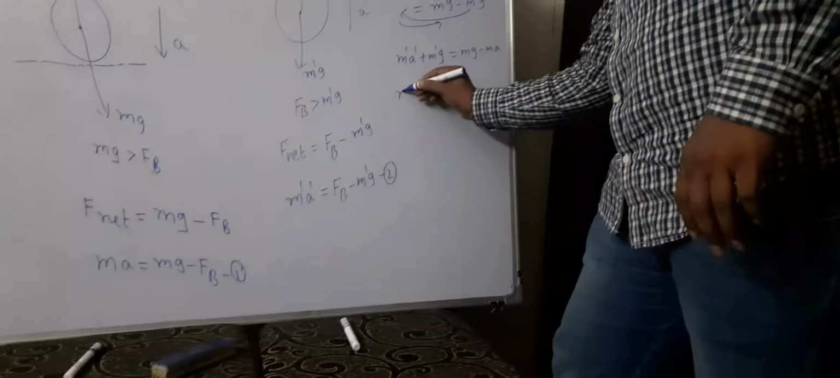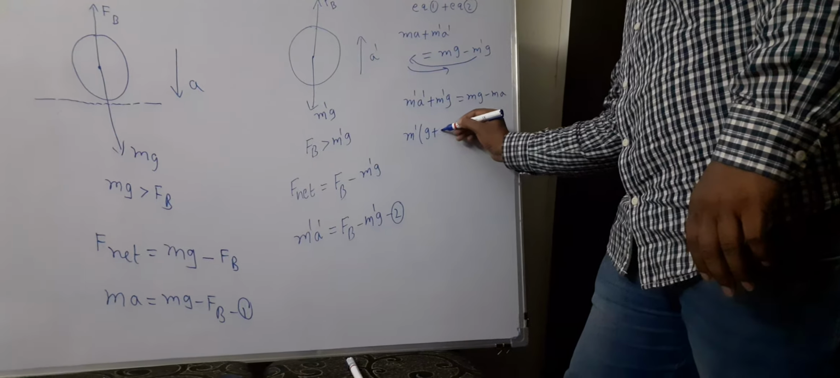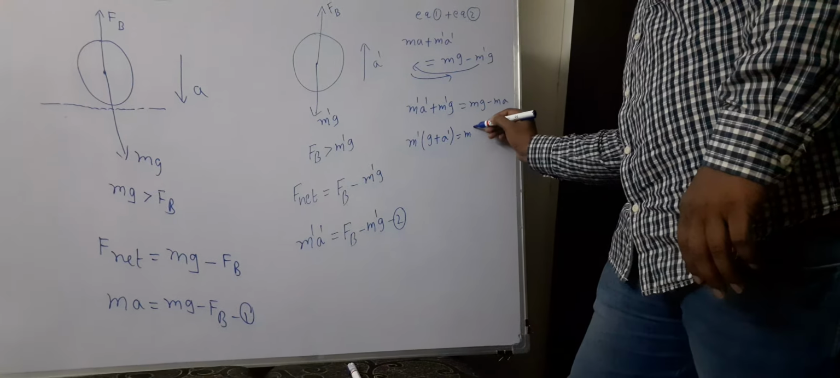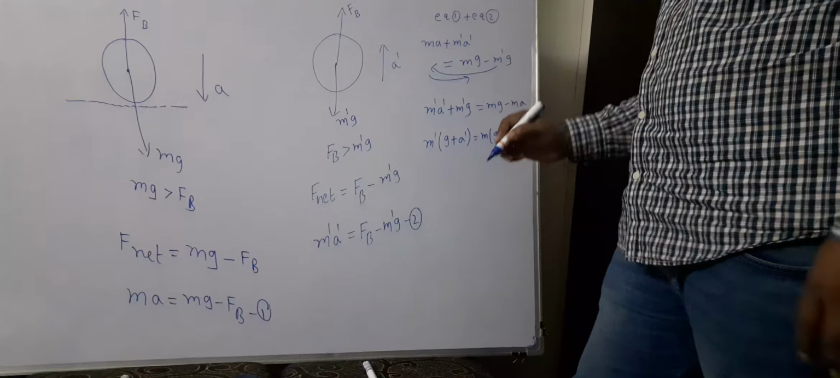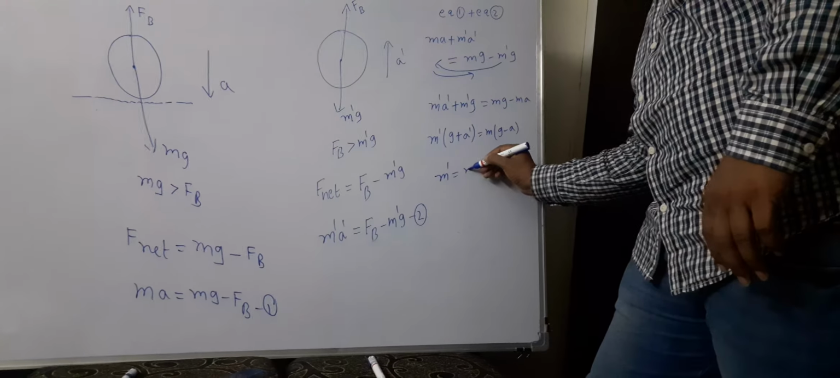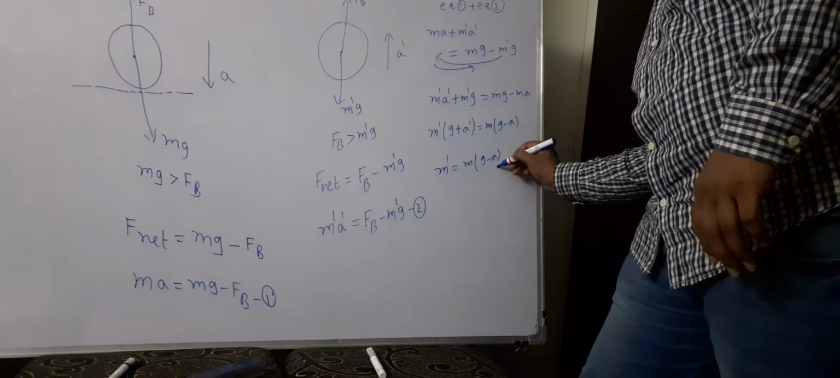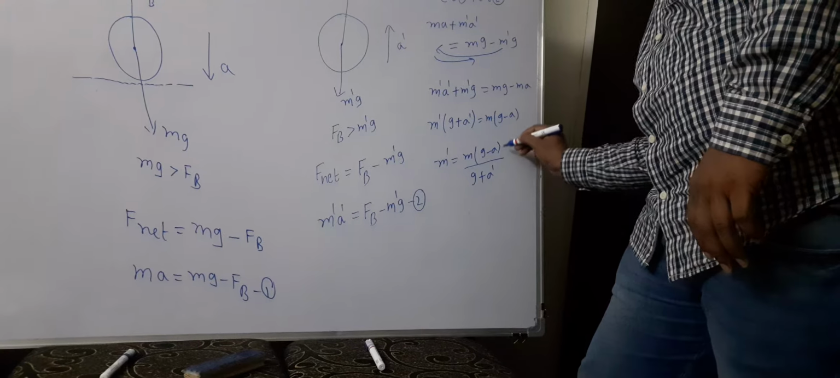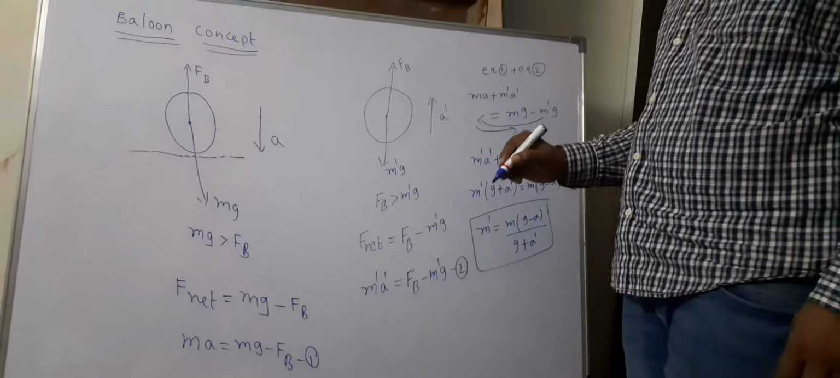On the left side, which is common? m dash. We write g plus a dash. On the right side, which is common? m. g minus a. Here, what is the m dash? m dash equal to m into g minus a, divided by g plus a dash. Okay? This is the formula for the new mass.